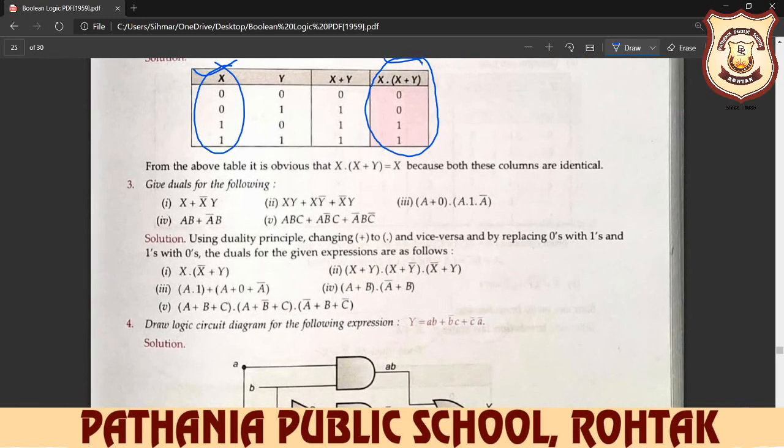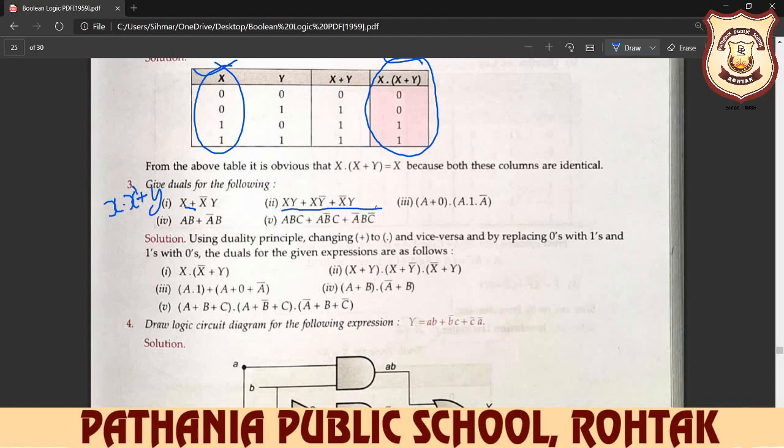Next is give duals for the following. Number 1, x plus x complement y. Using the duality principle, changing plus into multiplication and multiplication into plus, vice versa. Plus is exchanged with the multiplication sign and the multiplication sign is exchanged with the plus sign. So here you see x plus x complement y. So our statement is x into x complement plus y.